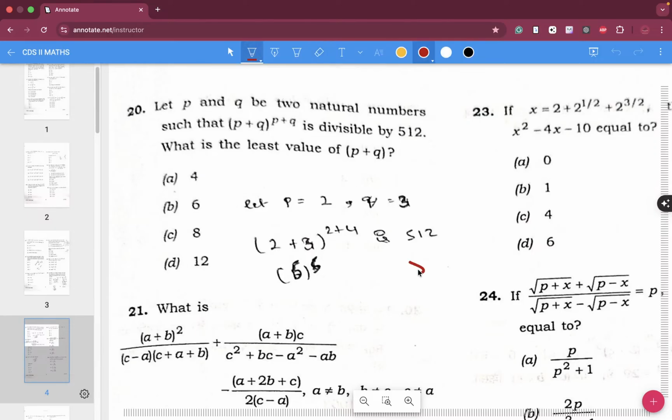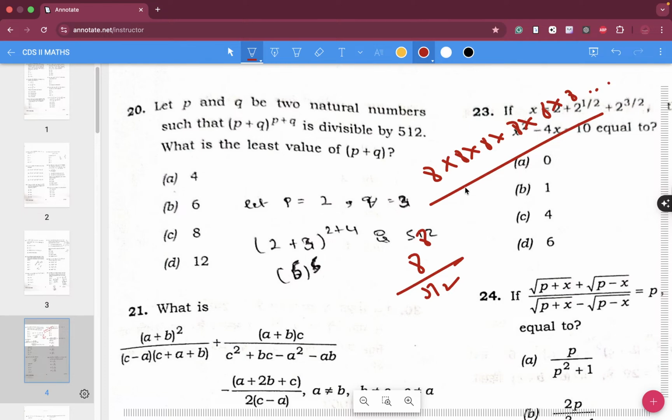Now we have 8 raised to the power 8 divided by 512. So 8 into 8 into 8 times 512. You can write 512 as 8 cube. 8 cube is 512. So the least number in that case over here is going to be which number? The least number is going to be 20. C over here is going to be the correct answer, folks.